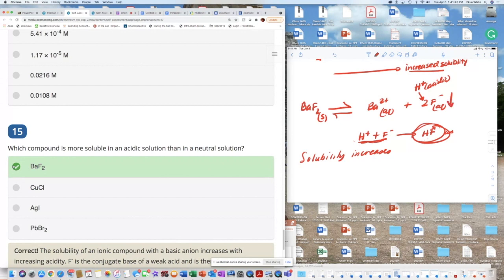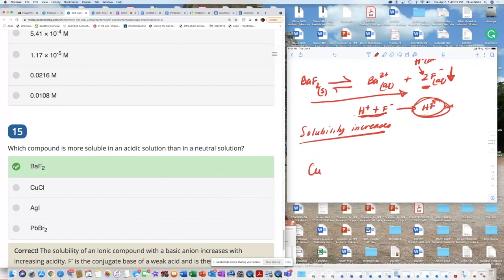With time, it decreases this, which forces the equilibrium to shift to the right. So the equilibrium has to shift to the right to make up for the lost fluoride ions. And then by shifting right, you get more of the soluble product. So solubility increases because it shifts right.